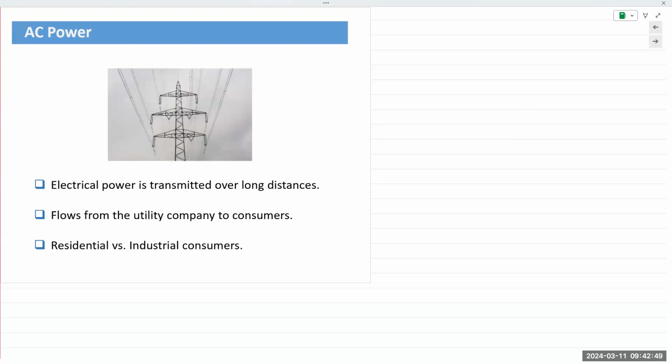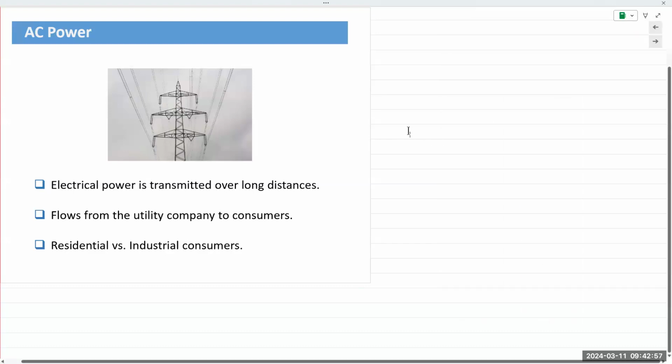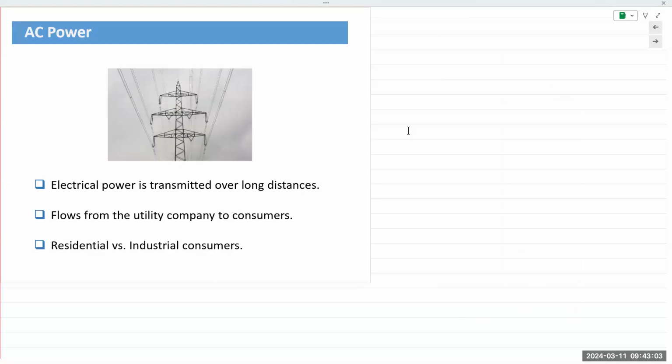Now, we've looked at resistive power, right? Resistive power in chapters 1 and 2. That is the power associated with resistors. Reactive power is the power associated with components that have reactance, which is basically capacitors and inductors.